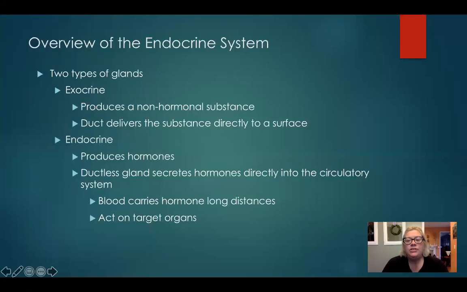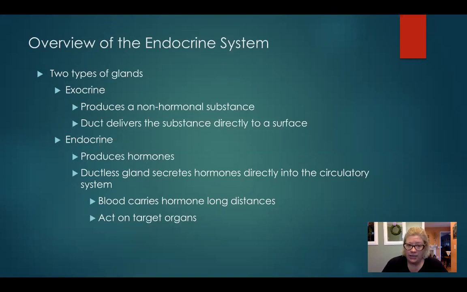Okay, so we're going to start off with an overview of the endocrine system. The endocrine system is made up of a series of glands that are distributed through the entire body. When we first mentioned glands, when we talked about the tissues in 201, and if you didn't take 201, it's no problem, you can learn about that in the fall, we learned that there are two types of glands in the body: exocrine glands and endocrine glands.